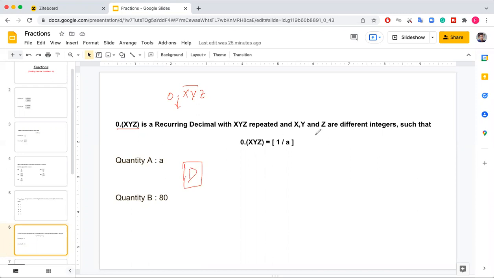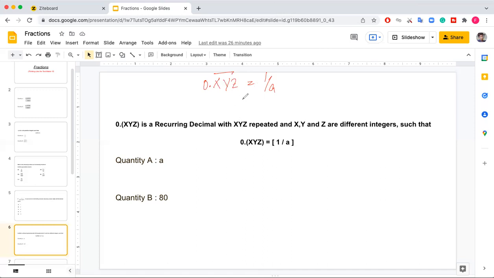Second thing, we have x, y, and z all different integers, such that 0.xyz repeating equals 1 by a. The question asked about a. It will be xyz over 999, so it should be B, right? Okay, let's see what the answer is. Just hold on for a second.